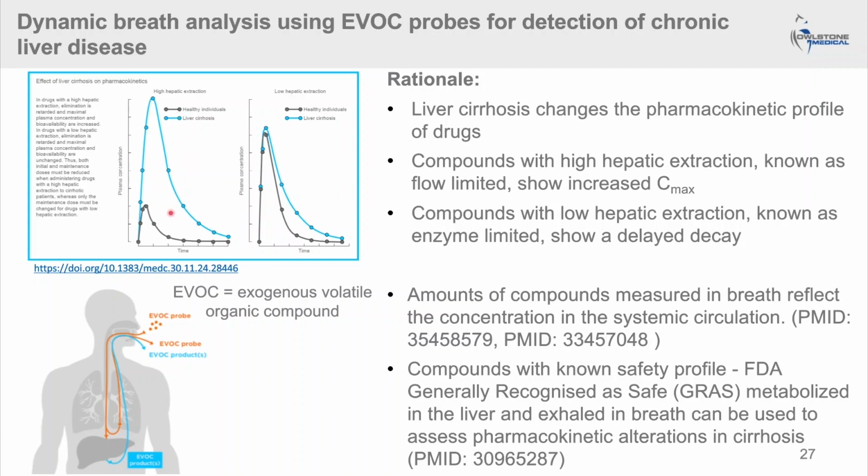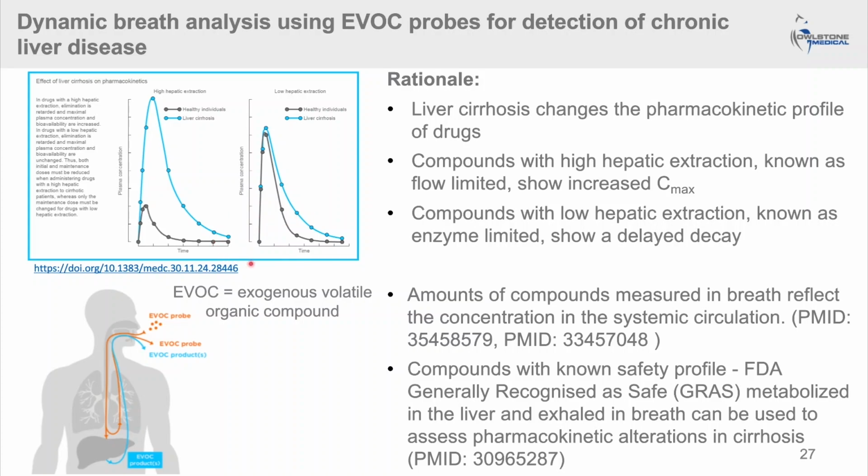What is reported is that compounds with high hepatic extraction show increased levels in the blood of subjects with cirrhosis compared to healthy subjects, because the perfusion of the liver is impaired and therefore these compounds remain in the blood for a longer time. However, compounds with low hepatic extraction are not so much affected by perfusion, and therefore they show a retarded decay, which is due to an alteration of the enzymatic activity in the liver due to the presence of liver disease.